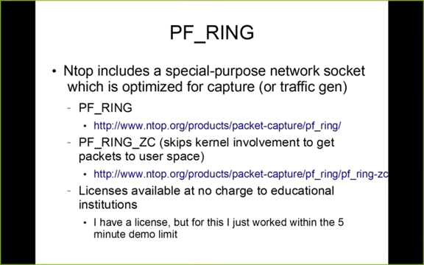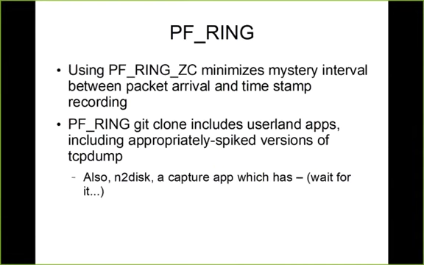I actually have a license, but for this exercise that I'm about to talk about, I just worked with the 5-minute demo limit. So if you download it, if you do the git clone and want to mess around with PF_RING, you can capture for 5 minutes repeatedly ad infinitum and not run up against the license problem. So you can play with it quite a bit. And most of the things I did took about 10 seconds. So using PF_RING ZC minimizes that mystery interval between packet arrival and timestamp recording.